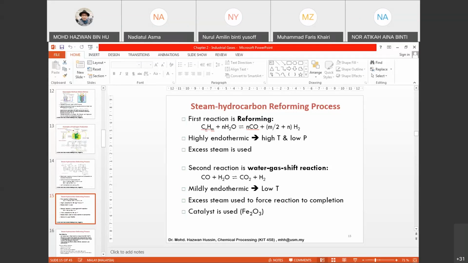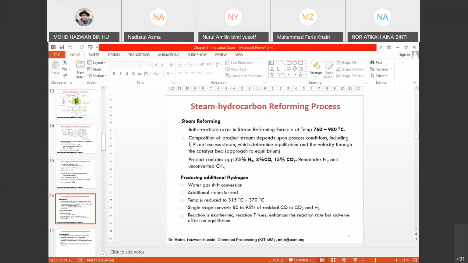The next process, known as the water gas shift reaction, as I mentioned earlier, is where the carbon monoxide will be reacted with steam to produce carbon dioxide plus hydrogen gas. This process actually occurs as a mild exothermic process at the lower temperature. And the thing you need to remember is the catalyst used in this process is basically iron oxide.